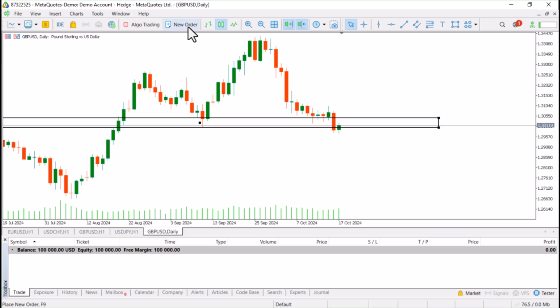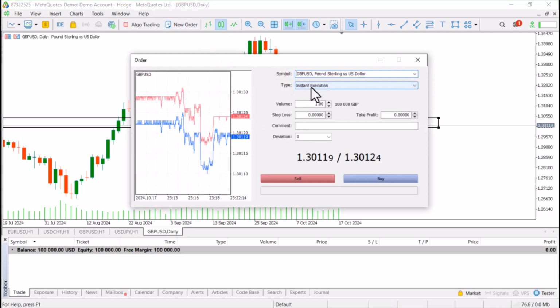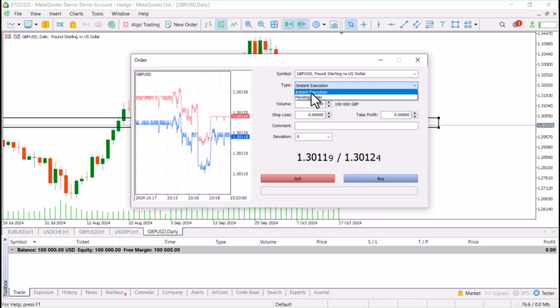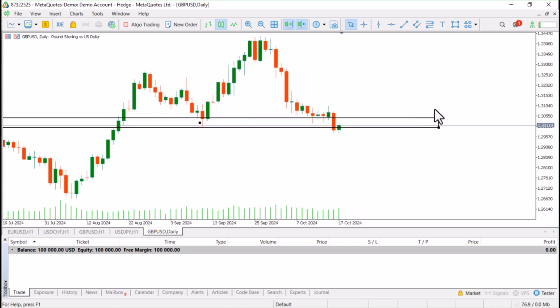Let's go back to the order window. We click the new order and then we see the type. Under the type, we have instant execution. I'll repeat myself again: instant execution is an order to buy at the current market price. That is the cost of an asset at the moment. Now, if you're not comfortable to buy at the current market price, maybe you believe this price of 1.30119 is too expensive, maybe you prefer price to push all the way down to a lower price, or maybe you prefer price to go up for confirmation before you buy, then what you use is what we call the pending order.